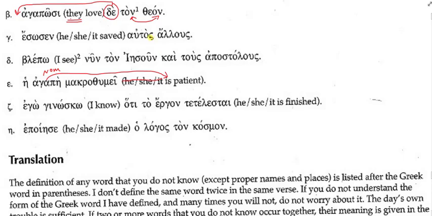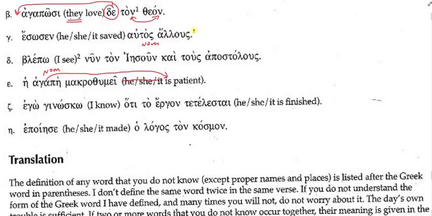That's the number, that's singular. What case is it? It's nominative. You know this is nominative masculine, right? Because you've got the omicron and the sigma here. So this is nominative. So who is it that saved? Autos, which means he. So he saved.